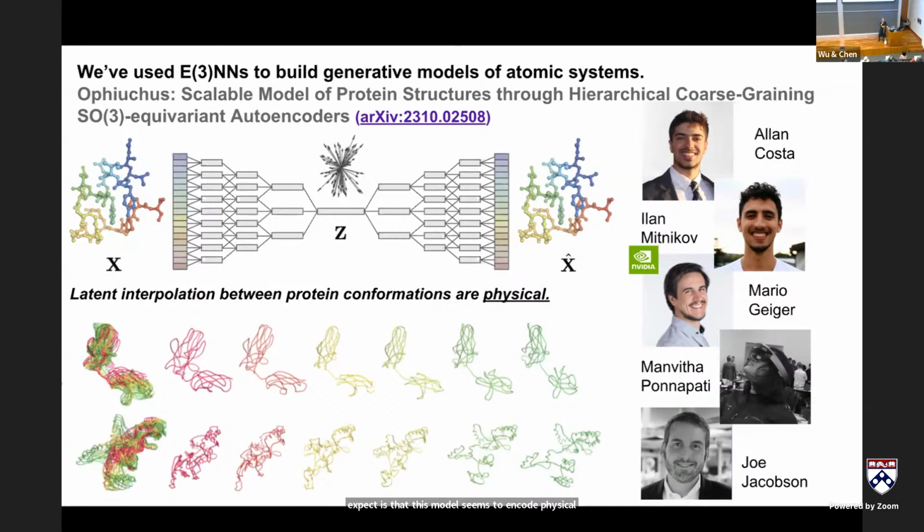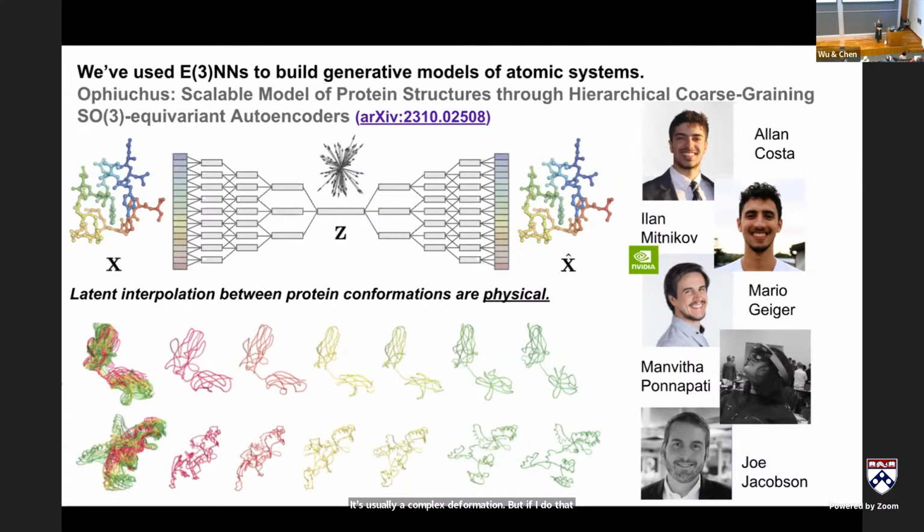So let's say I have a protein, like an enzyme that opens and closes. If I were to just interpolate the 3D coordinates, it would be a mess. Nothing physical, clashing everything, don't do it. It's usually a complex deformation. But if I do that interpolation in this learned space, we get physical deformations.